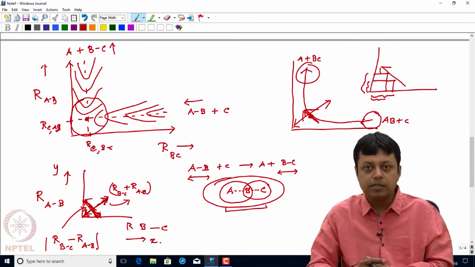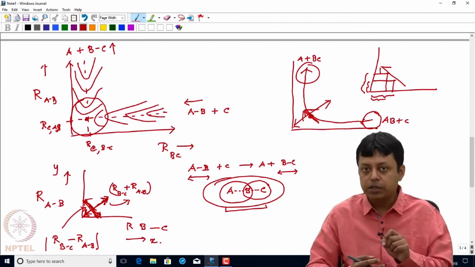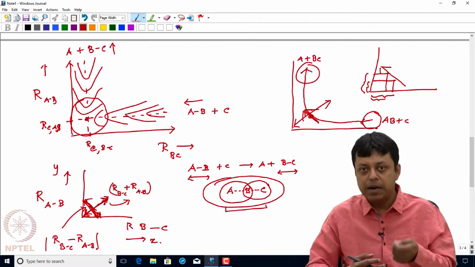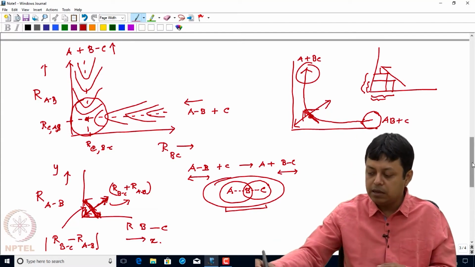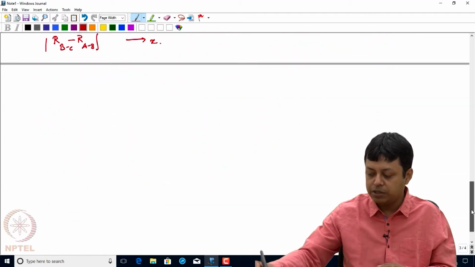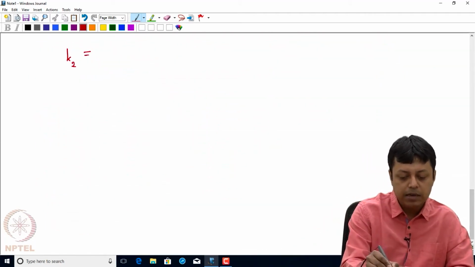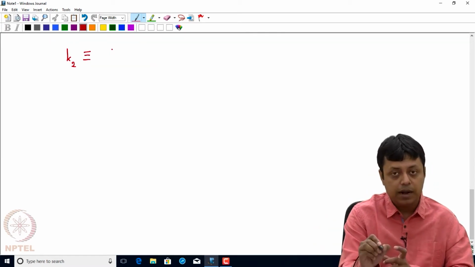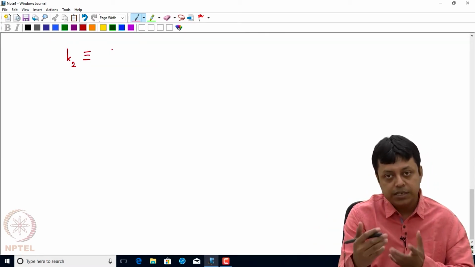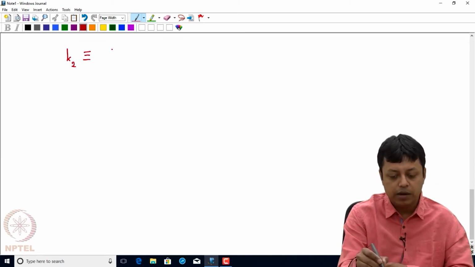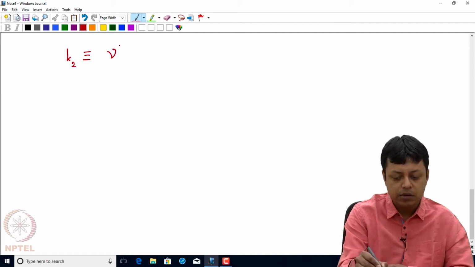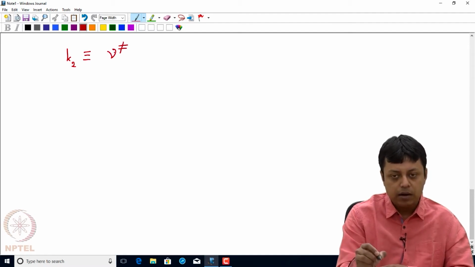But in the general case, they said that there will be one particular vibration. If it vibrates once, it will immediately form either the reactant or the product. So, the frequency of the reaction, which is the K2, is nothing but identical to a particular characteristic frequency which is along the reaction coordinate, and that frequency let us denote as nu dagger.